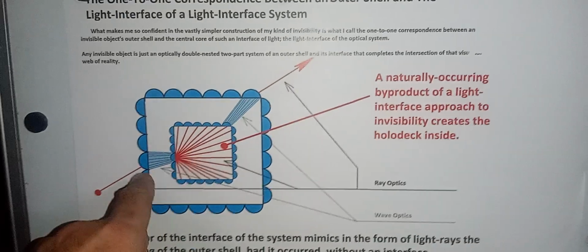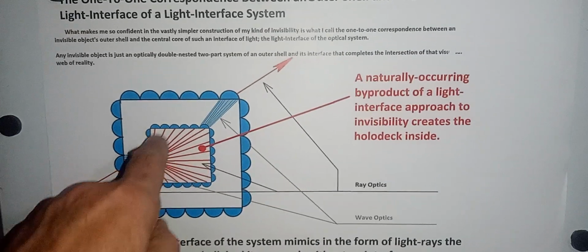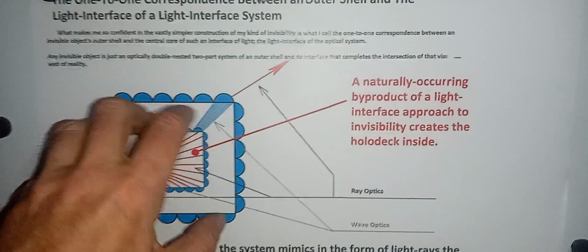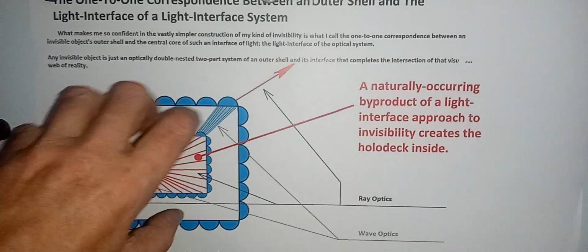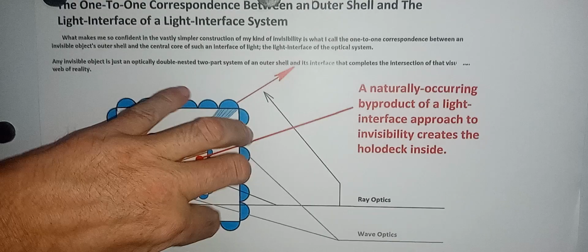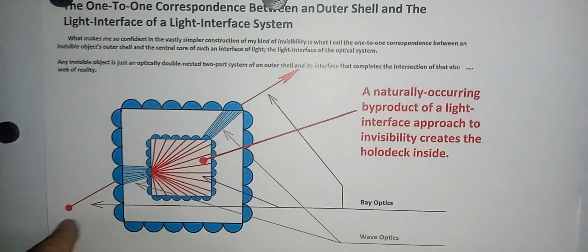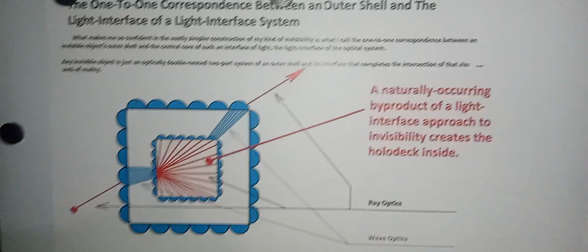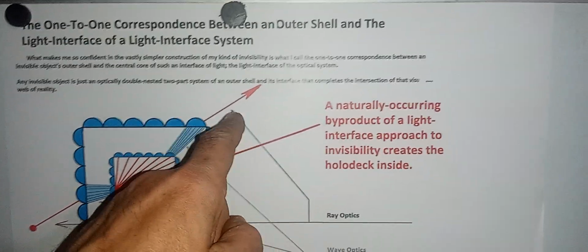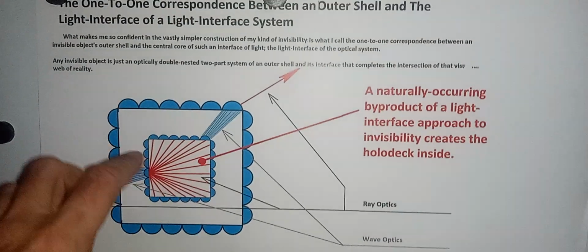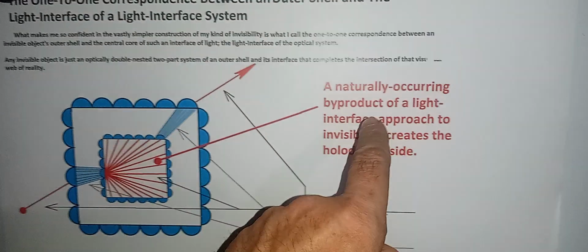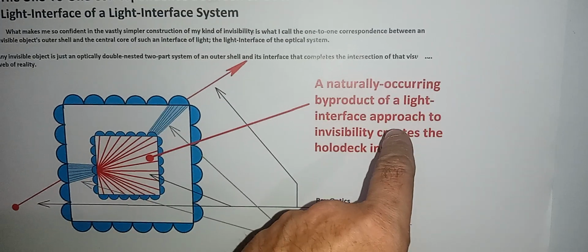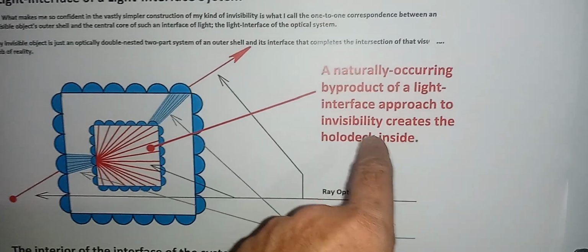And this is an individual unit right here, an individual unit of a 3D pixel bundle, a two-way pixel bundle, 3D pixel bundle. But a system of them creates, you can have maximally displaced interface, index, but it doesn't bend the light. It sends it straight through, unlike other artificial interfaces of light. And that's the neat magic I see in this. And it's a naturally occurring byproduct of a light interface approach to invisibility. Creates the holodeck inside.